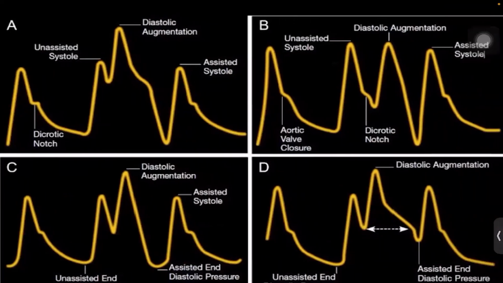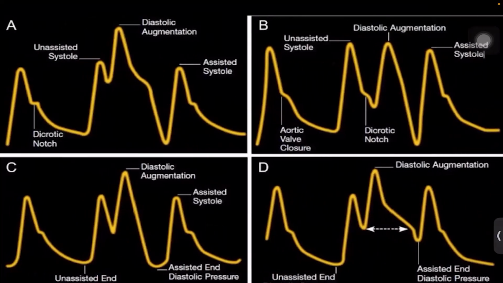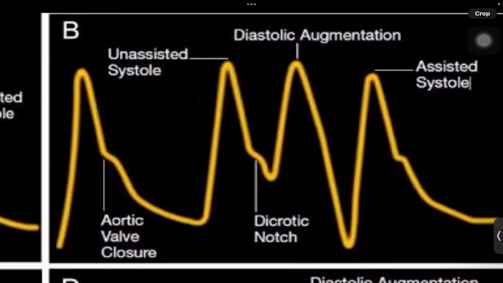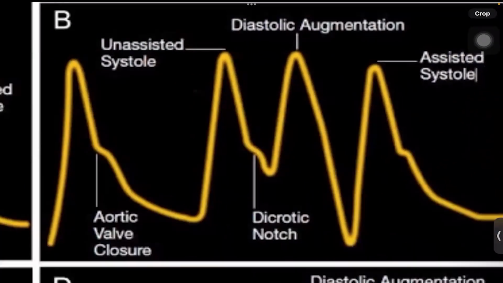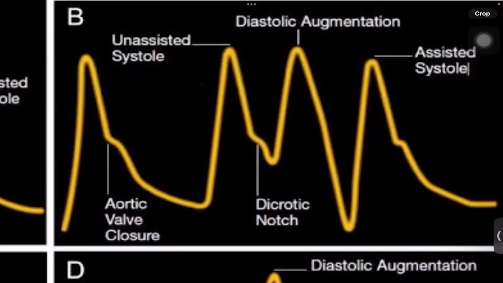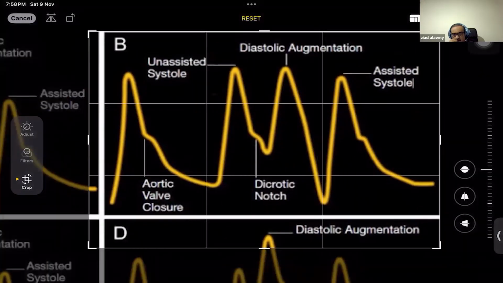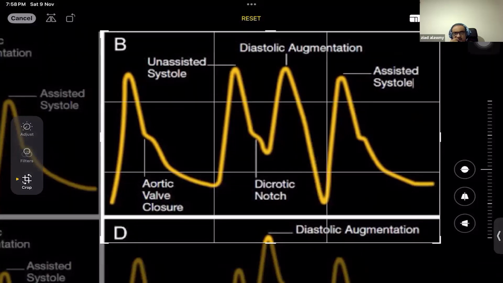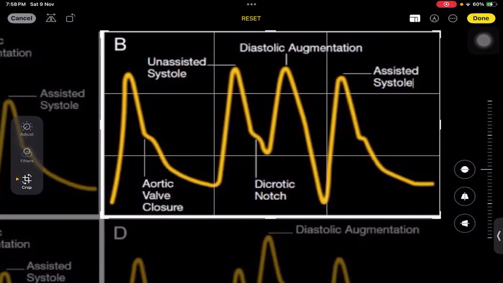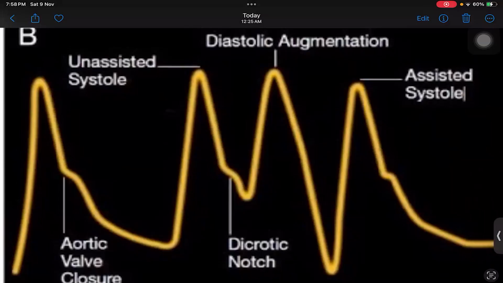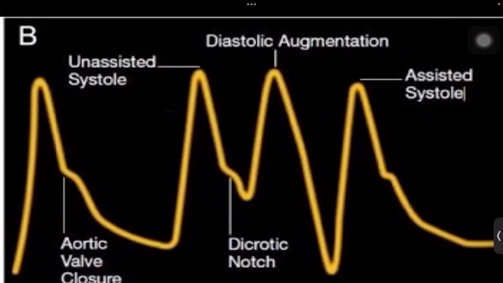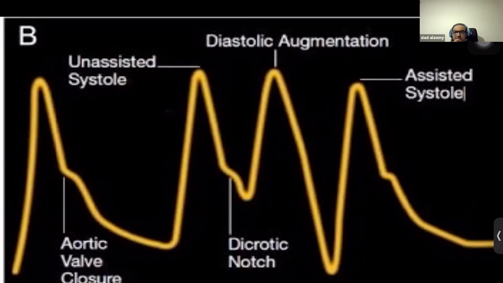All right. So this is a patient who's on IABP. The patient is having this picture on the IABP. So what is the problem? This is late inflation.